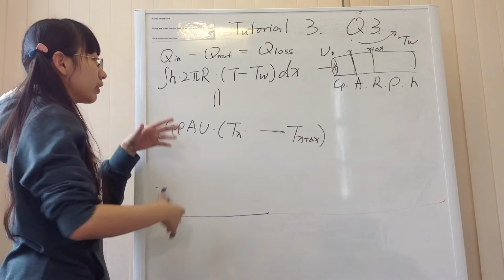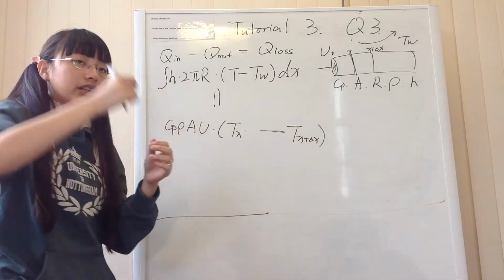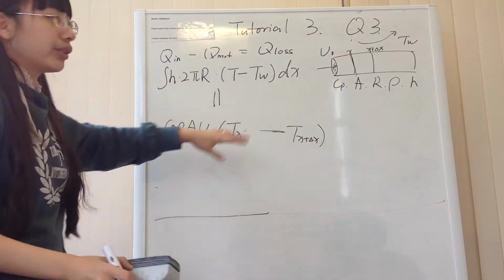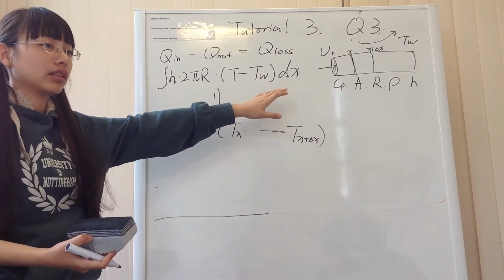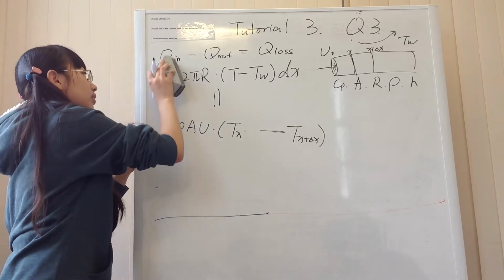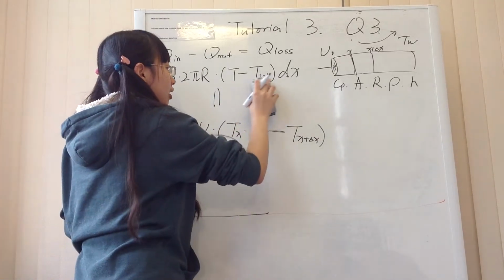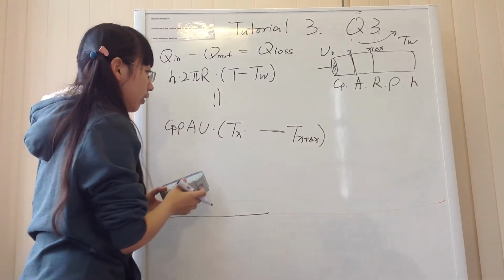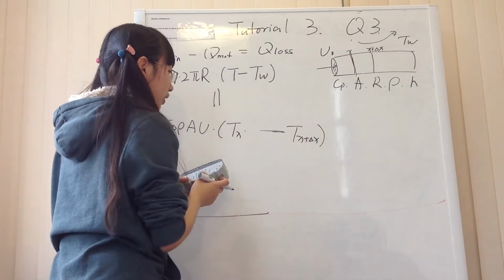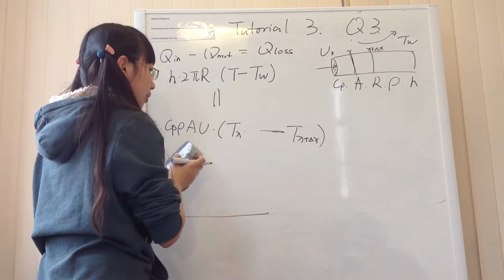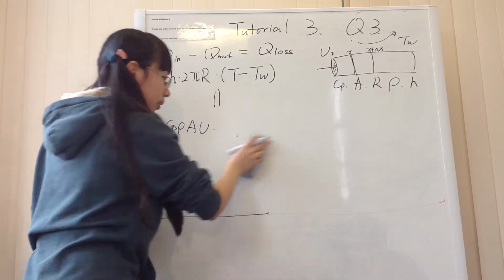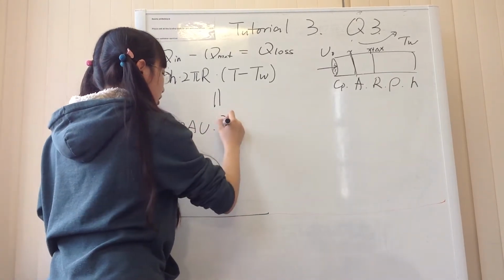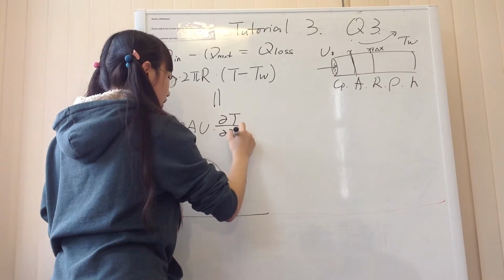But then we don't want to consider its integration. We want to consider each point to make it more accurate. We differentiate both sides, and this one becomes h 2 pi r (T minus TW) here. And when you do the differentiation here, it becomes minus partial T over partial x.